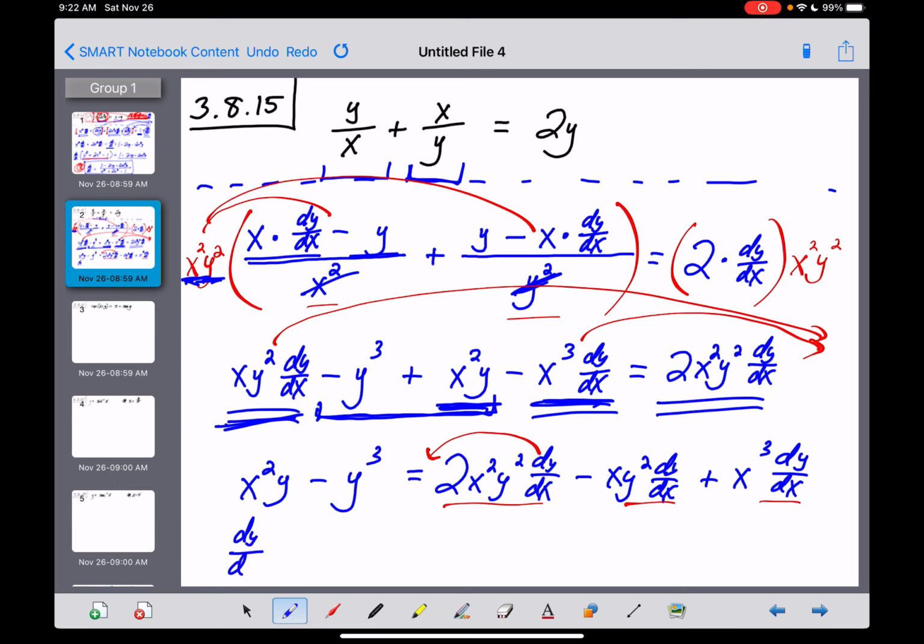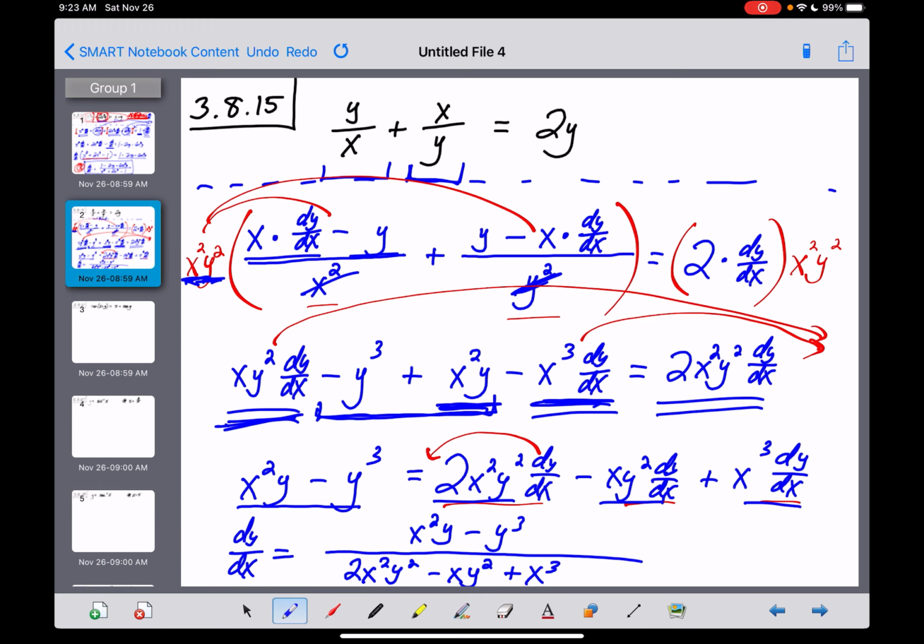dy dx would equal, all right, the numerator here would be the original opposite side. That would be x squared y minus y cubed. And then we'd be dividing by the trinomial we get right here after we pull out the dy dx. So that would be a 2x squared y squared, and then a minus xy squared, and then a plus x cubed at the end of all that.